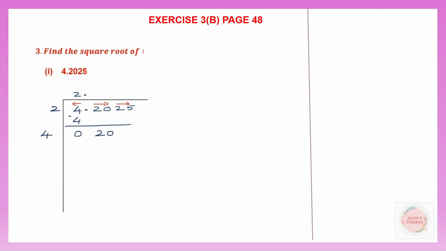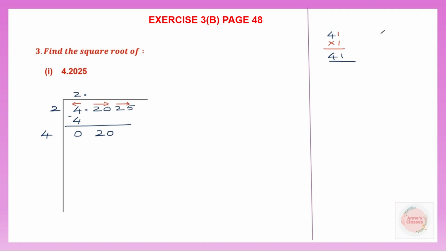Now let's just try with 1. Okay, so next to 4 we'll put 1 and then multiply it by 1. 41 into 1 is 41. As you can see, 41 is greater than 20. So what can we put next to 4? We have to put a number that's smaller than 1. If you put a number greater than 1, we'll get a bigger number. So the number that's smaller than 1 is only 0.